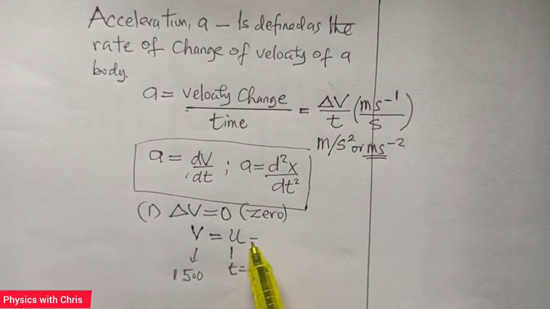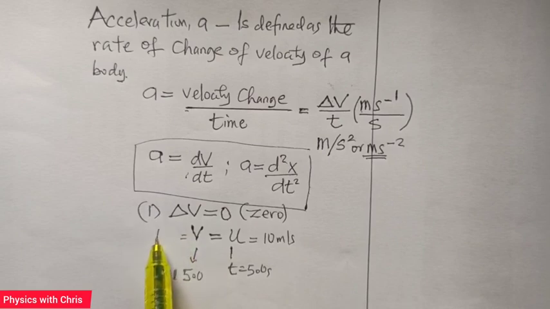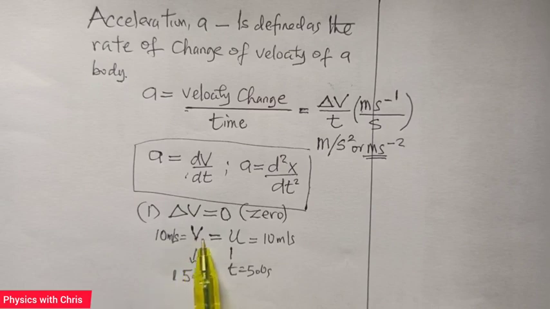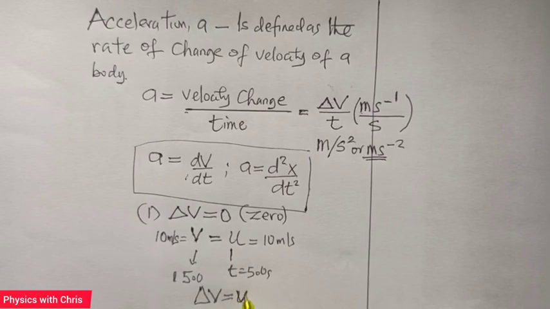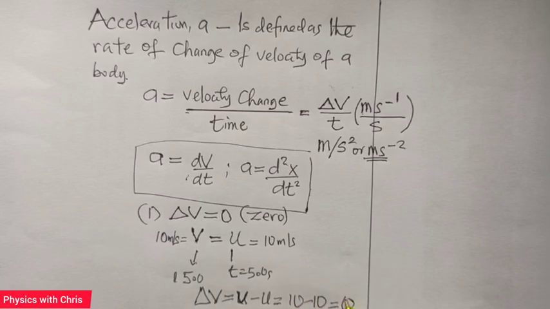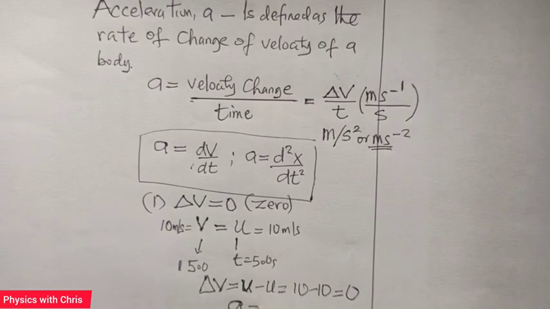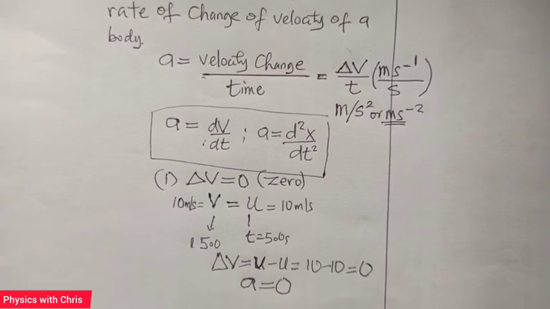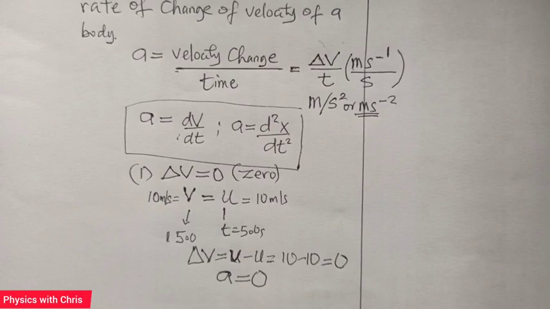So if maybe 15 seconds earlier, the velocity was 10, that is the initial, and let's say after 15 seconds, the final velocity remains 10 meters per second. This shows us that the final equals the initial, and the change, which is the difference between the final and the initial velocity, is zero. That is 10 minus 10 gives us zero, meaning that the velocity of the body did not change, and therefore the acceleration of the body is zero. So when delta v is zero, if a body's velocity does not change, it means the body is not accelerating.